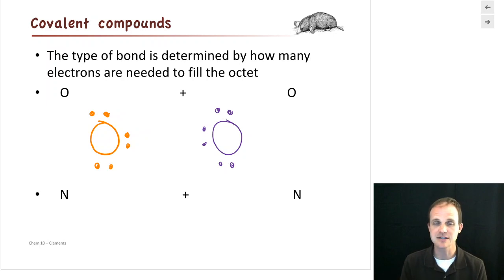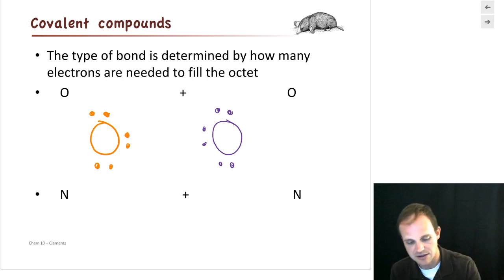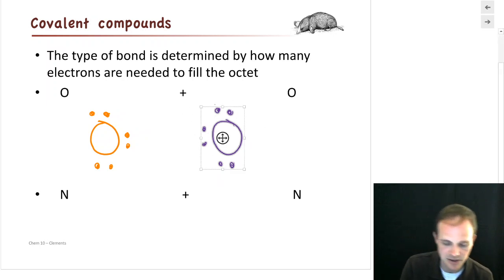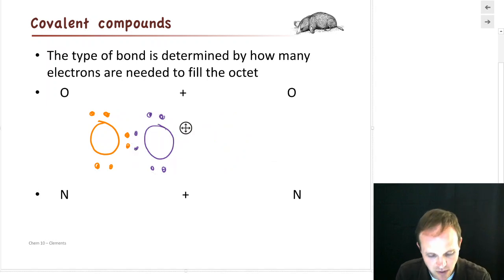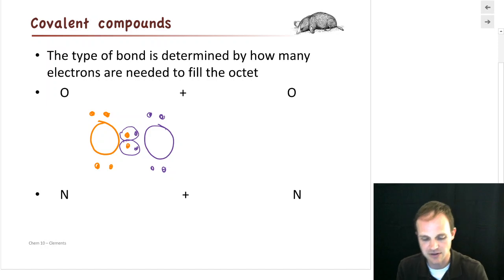In covalent, non-metal to non-metal, it's going to share. Now, if it needs 2 more electrons, guess how many it's going to share? It's going to share 2. And so this oxygen goes over here, hugs this oxygen. And now we're not just sharing 1 pair of electrons, we're sharing 2 pairs of electrons.